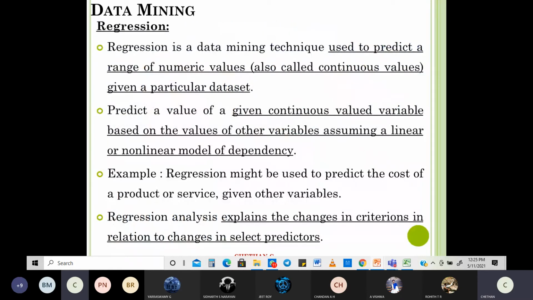Then you move into what is known as regression. What is regression? It's again a data mining technique, used to predict a range of numerical values based on a particular data set. It predicts the value of a given continuous-valued variable based on the values of other variables, as in the previous examples, whether it's a linear or a non-linear model of dependencies.